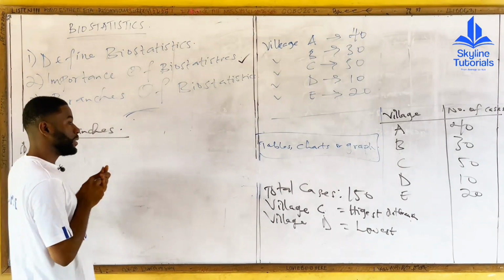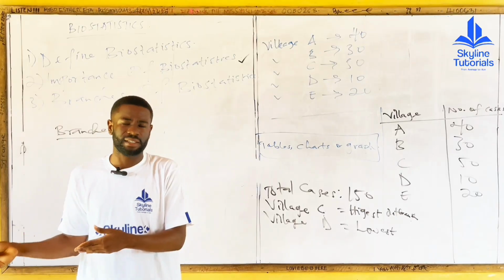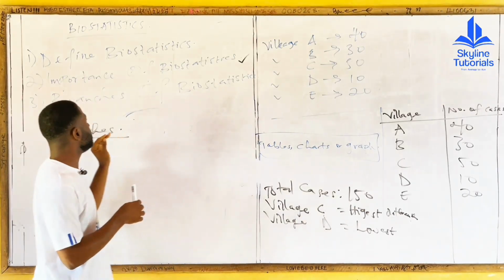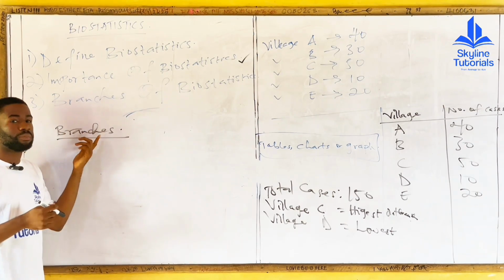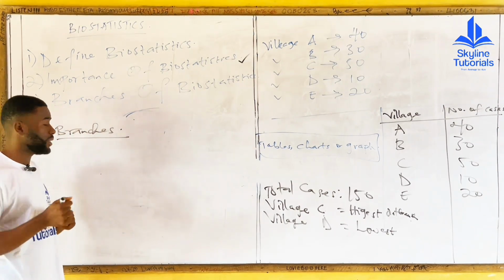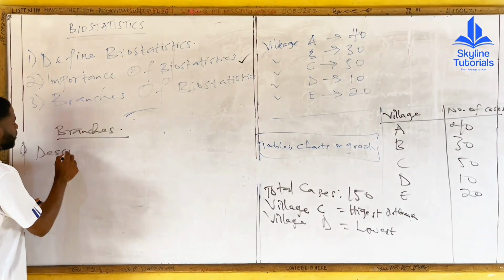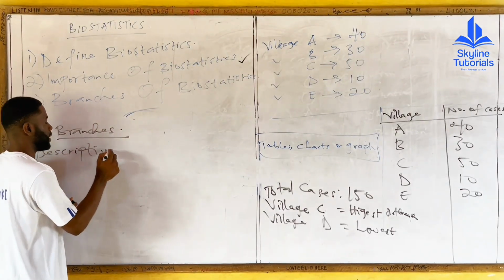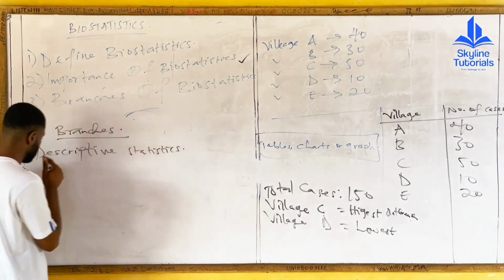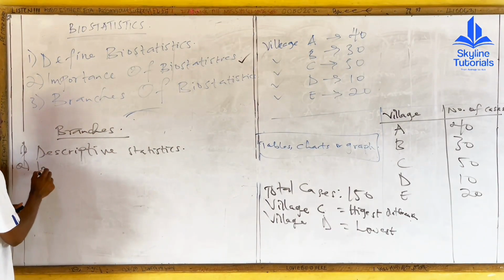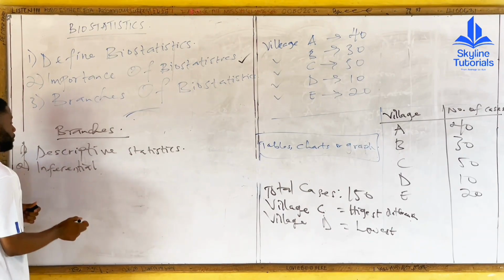Okay, the branches of biostatistics can also be seen as the statistical methods. So you either call these the branches or you can call it statistical methods. The first we have is descriptive statistics, and then we have inferential statistics.